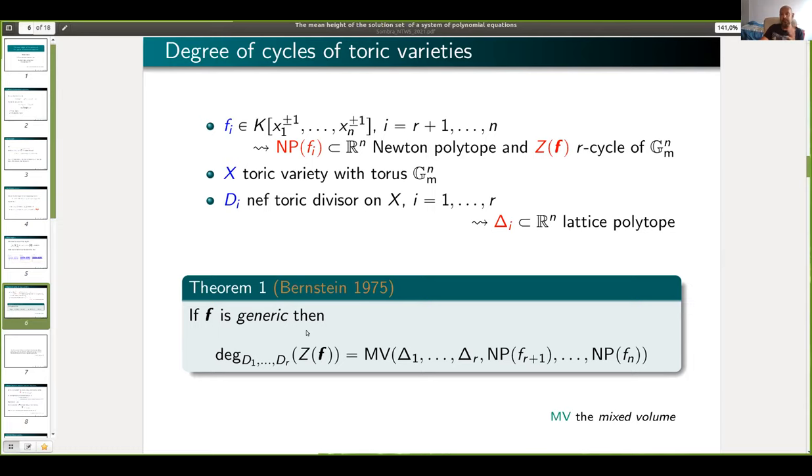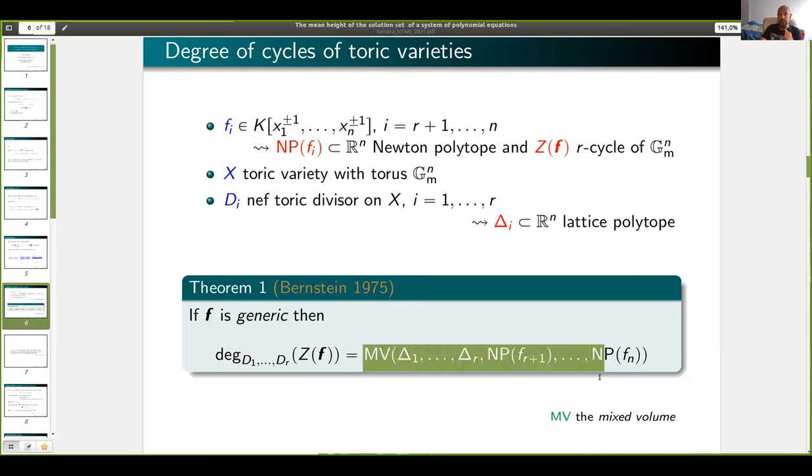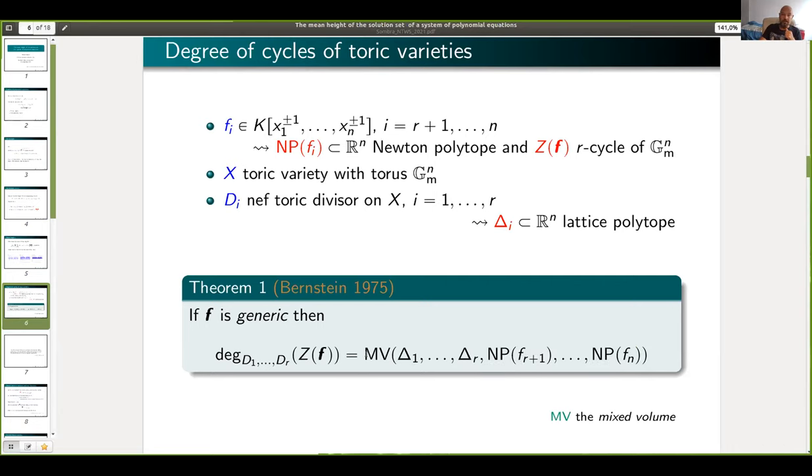the degree. Then you have a yes answer to my question in the first slide, that is, the degree, the size in some sense of the zero set with respect to this family of divisors, is given by a combinatorial formula, which is what you have in the right hand side. Here you have the polytopes of the divisors, and here you have the Newton polytopes of the polynomials. And everything is measured in terms of the so-called mixed volume function.